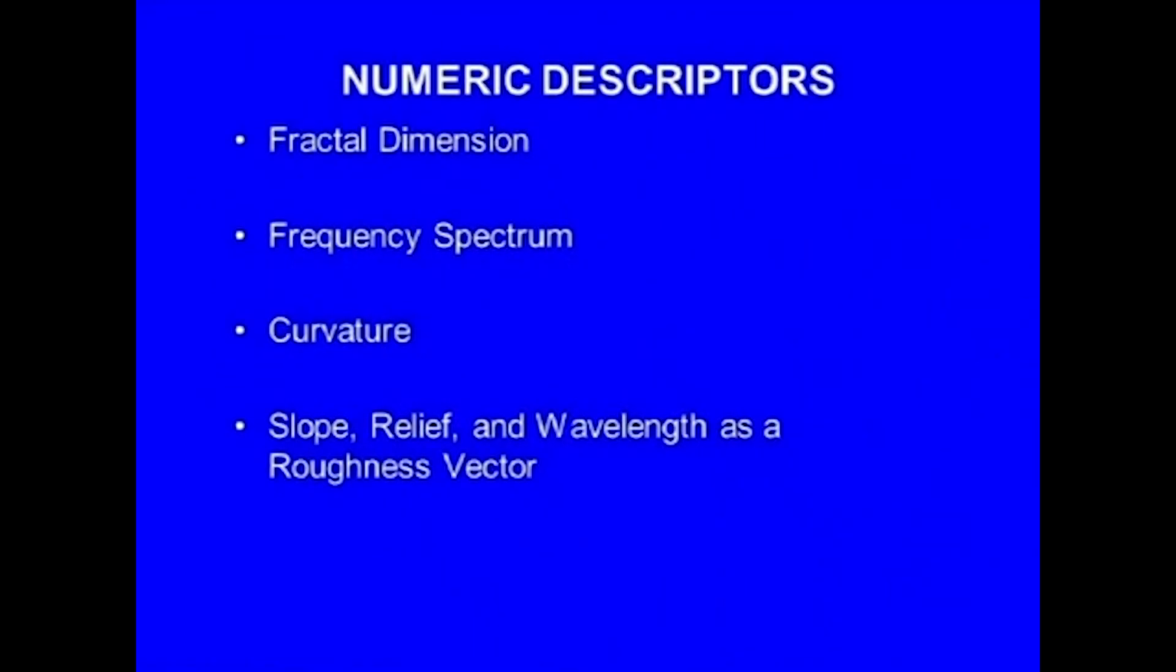Then let us look at the numeric descriptors. These could be fractal dimensions, frequency spectrum, curvature, slope, relief and wavelength as a roughness vector.